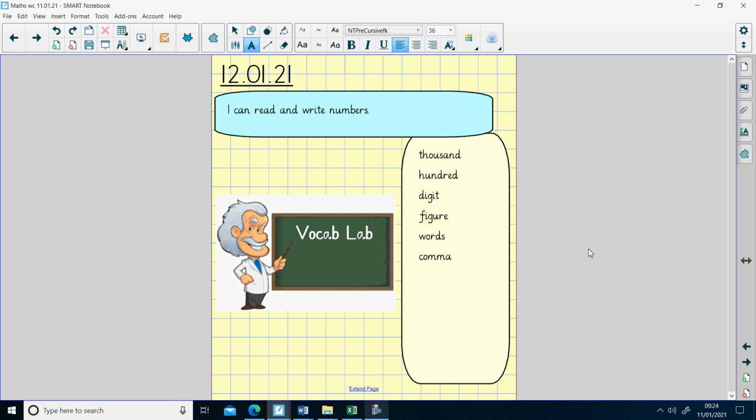Figure. So if the number is written in words and it asks you to write in figures, that's when you've got to actually write the number. Words. And comma, because it's going to be really important to use that comma today after your thousands. Other numbers that you're going to need to know are the number names for every number: 1, 2, 3, 100, 60, for example. Okay, let's have a look.